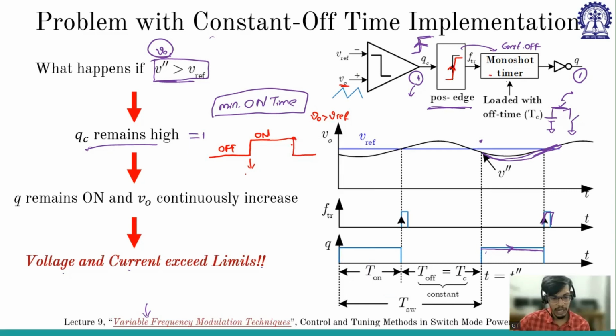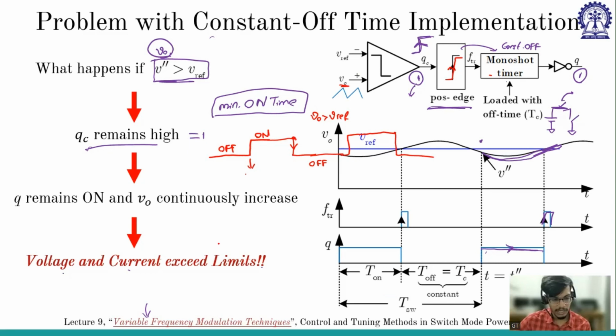Then I will turn off, and I'll maintain it for constant off time. And now V naught will be less than V reference, so I will turn it on. Now V naught will increase, and at the point where V naught crosses V reference, it will be turned off. So this is the stable operation.